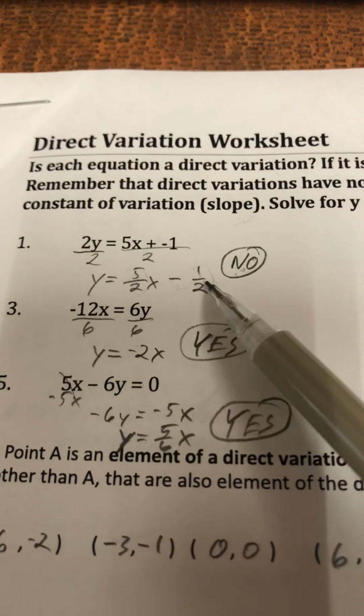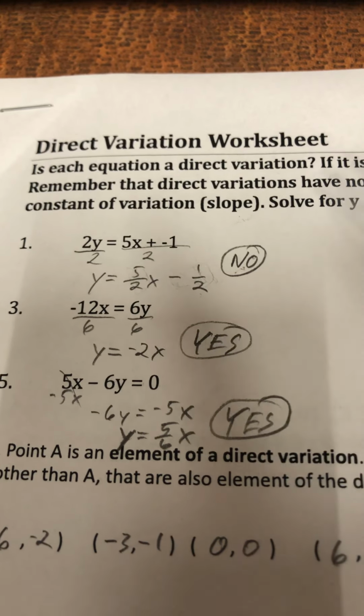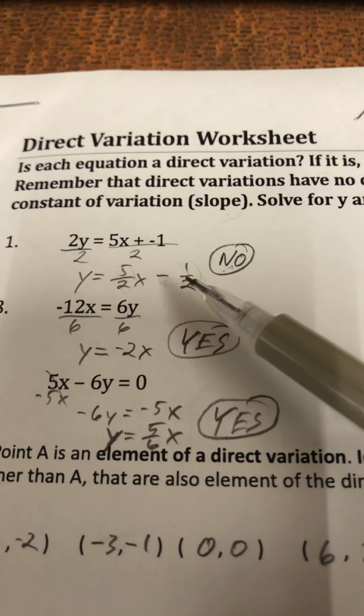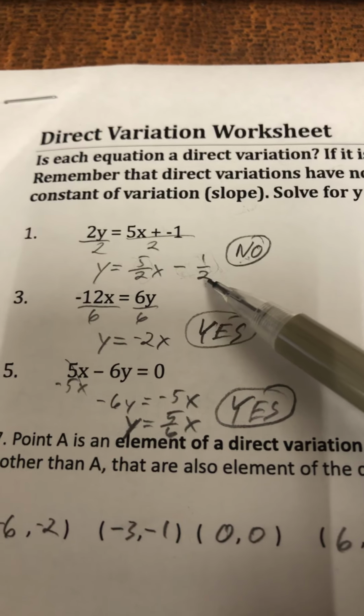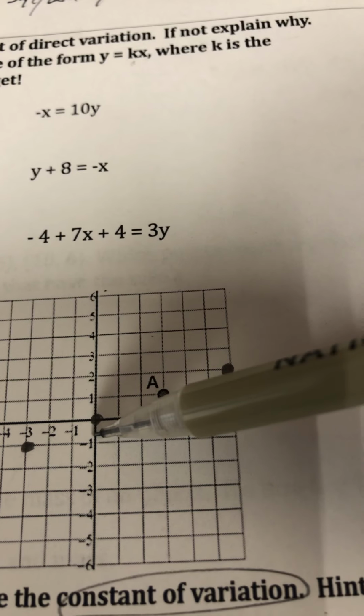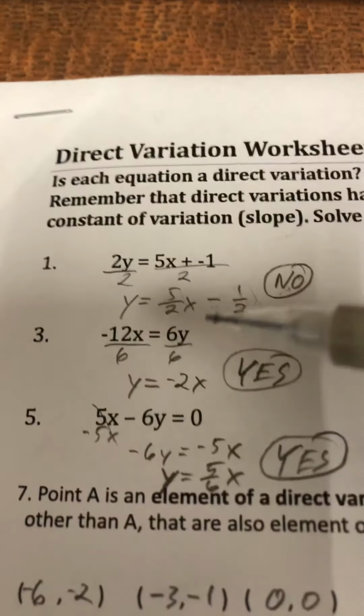This has a y-intercept. The y-intercept is going to be at -1/2, so it's not going to go through the origin. If we were to graph this, it's not going to go through the origin or the center. It's going to go through down here, at -1/2. It's not going to go right through 0, 0. All right, so let's take a look at number 3.